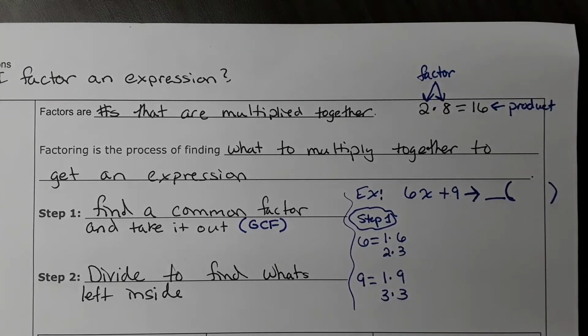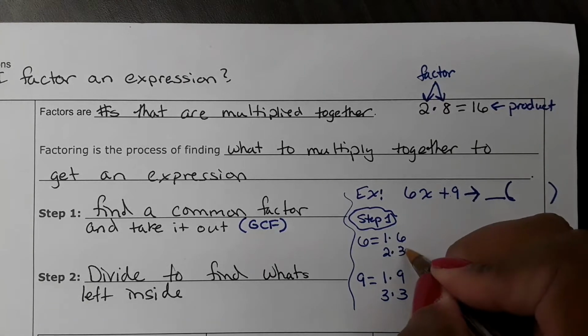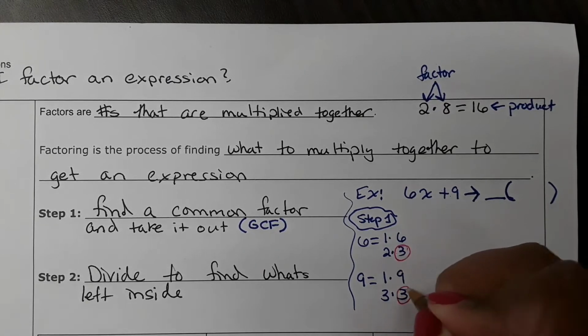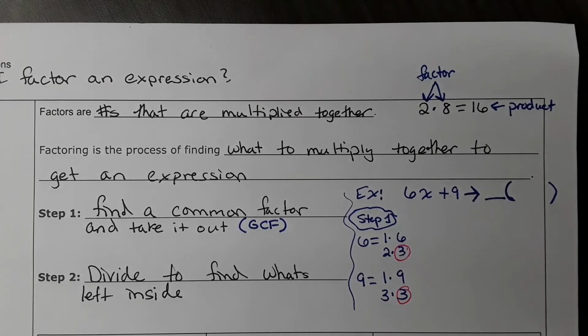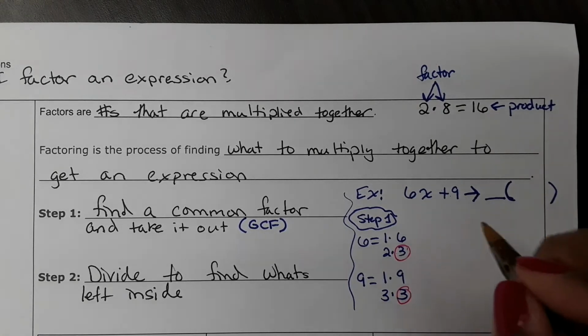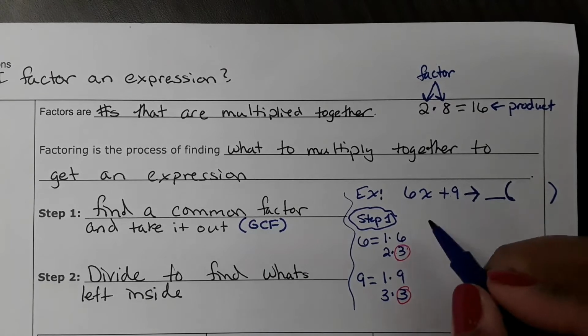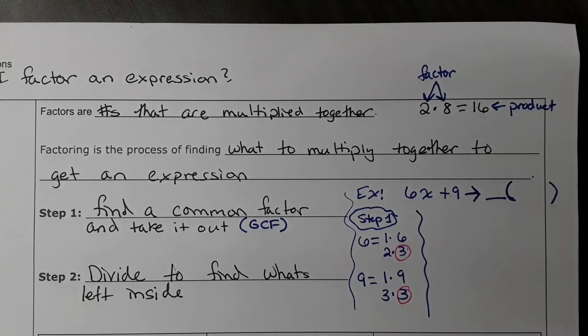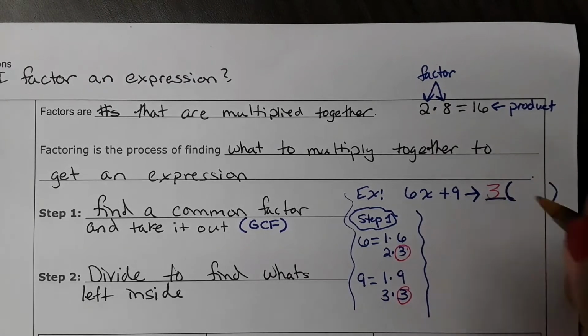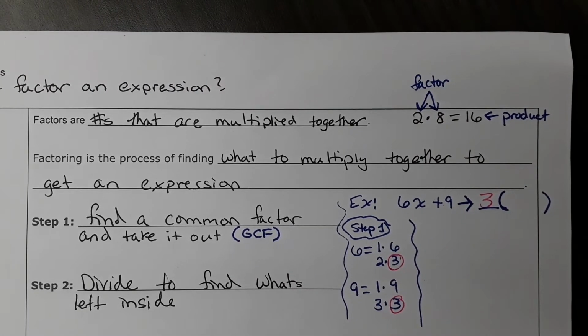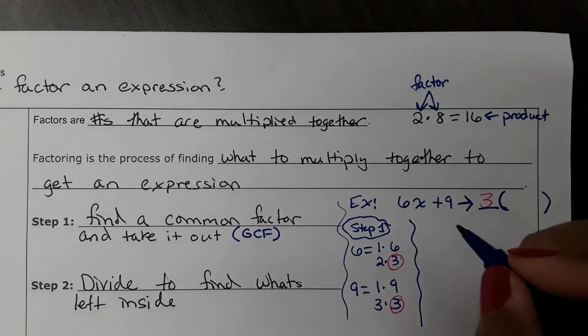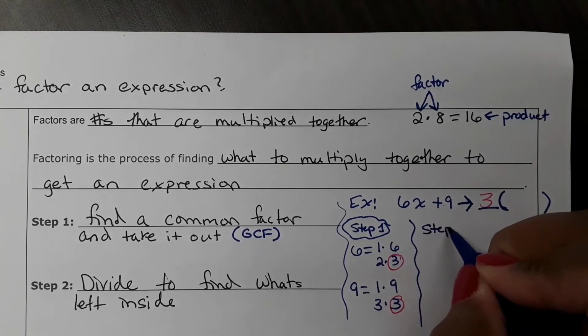So now I look for a common factor, something I can take out because both of them have it. So in this case, the GCF is 3. So 3 would be the one I take out. So now on to step 2. We found a common factor and we're going to take it out. So officially, this 3 is going to go here. That's what I'm taking out. So I take out what they have in common. And now I'm looking for finding what's left inside. That's going to be step 2.